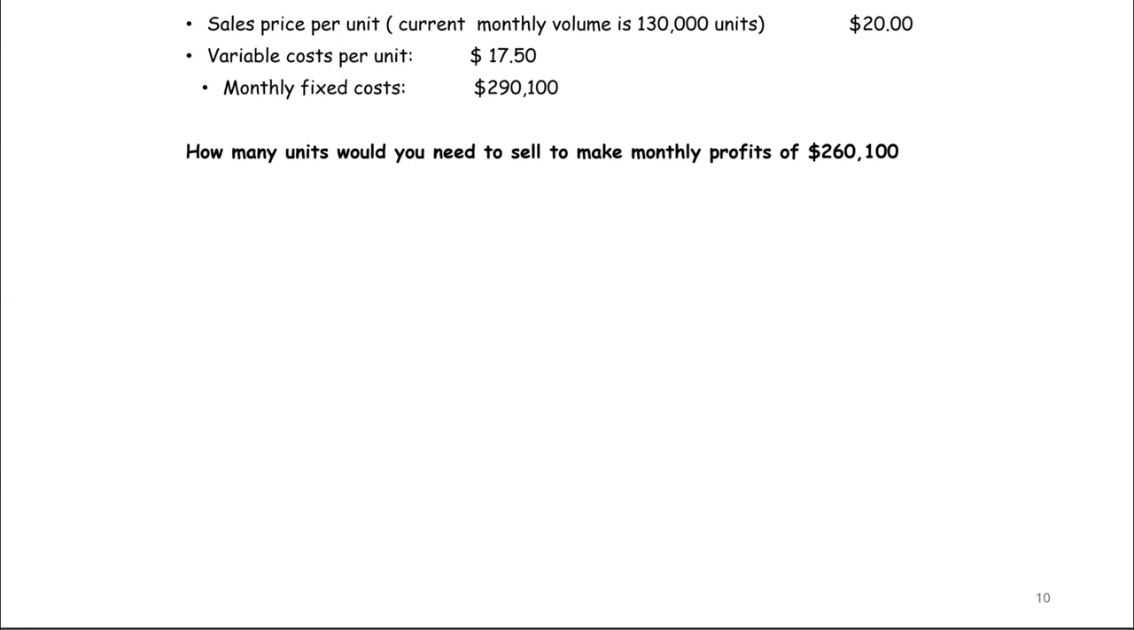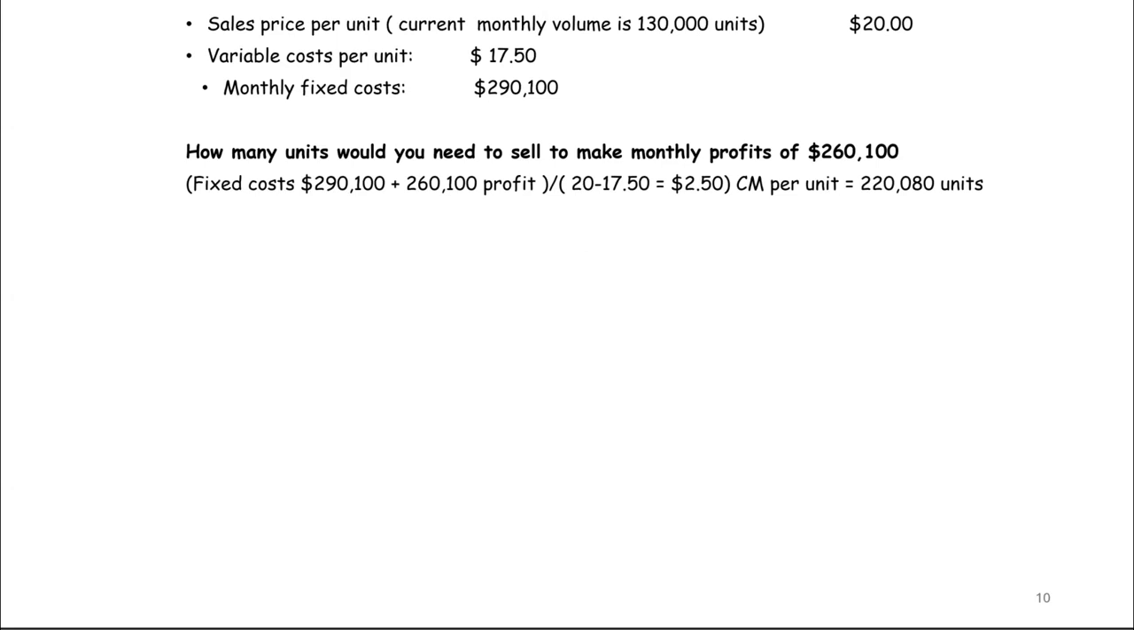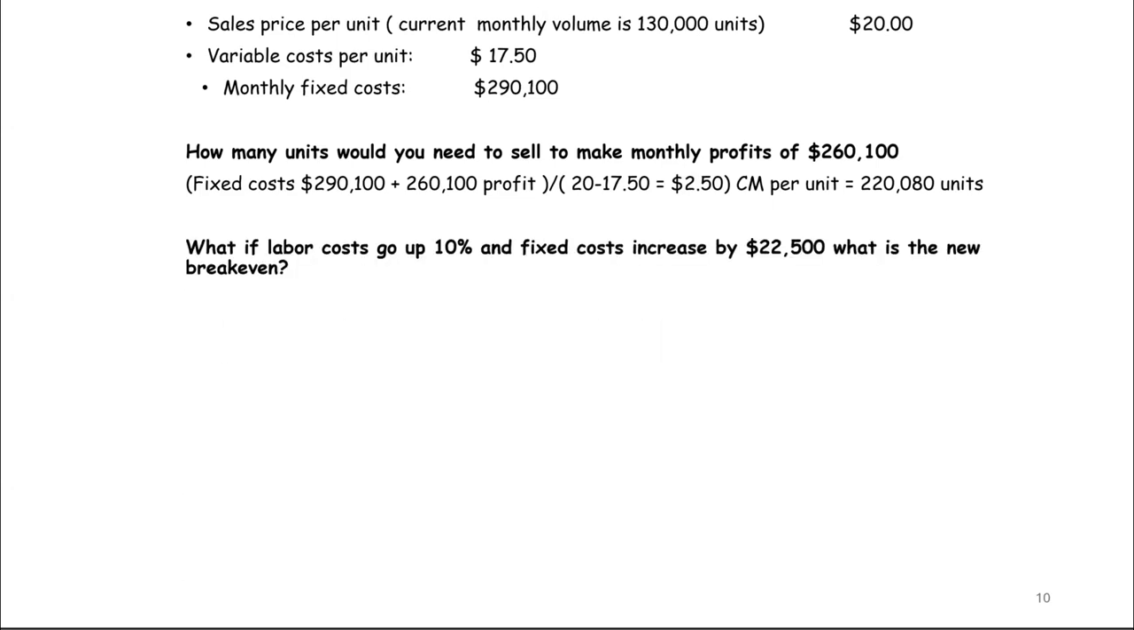How many units would you need to sell to make monthly profits of $260,100? So we would take our fixed cost plus our profit, divide it by our contribution margin, and it would tell us we'd have to sell 220,080 units.